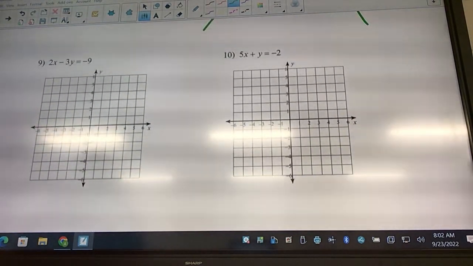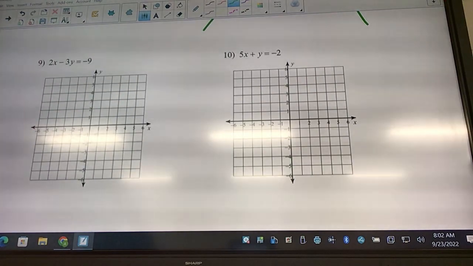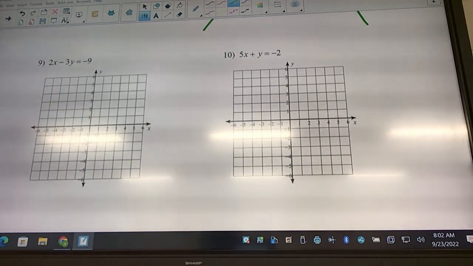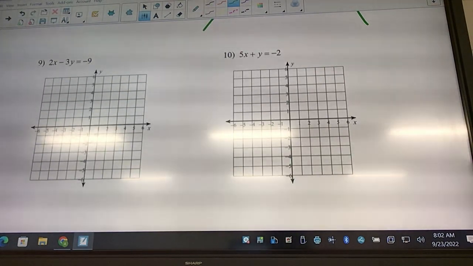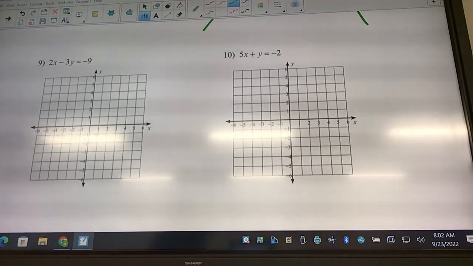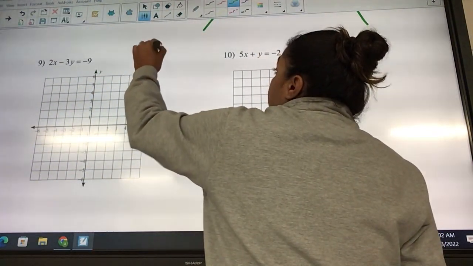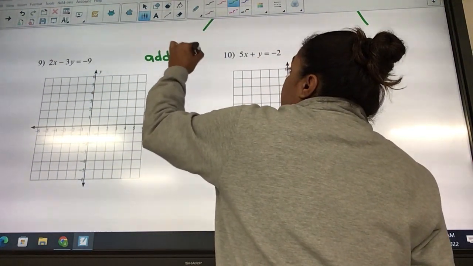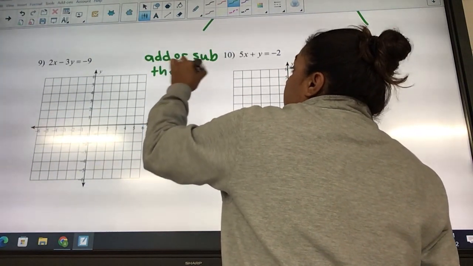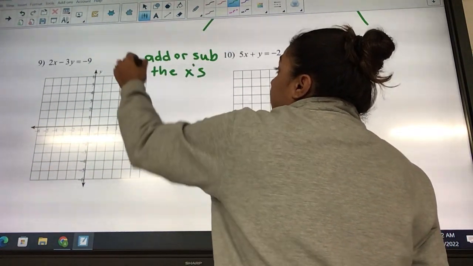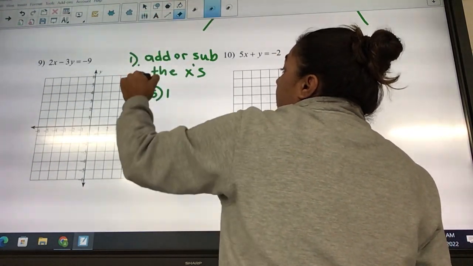Okay, so 10 is not in the form of y equals mx plus b. So before you can do anything, you need to get y by itself. Okay, now these are kind of nice because the steps are the same every time. Okay, your steps are going to be to add or subtract the x's.